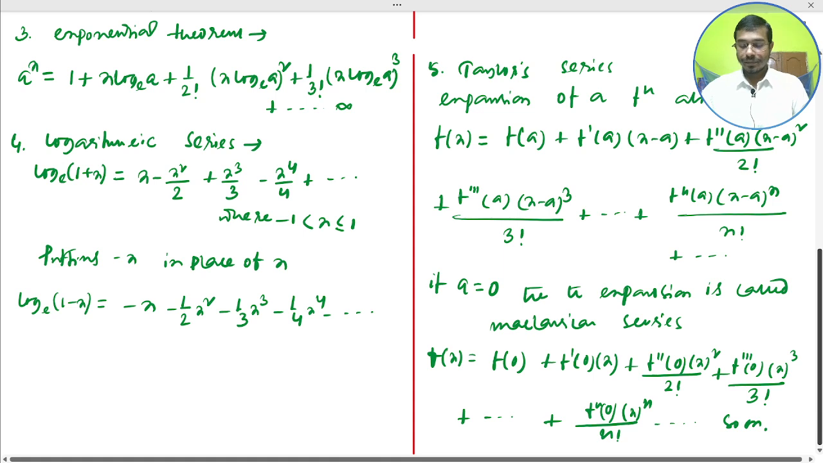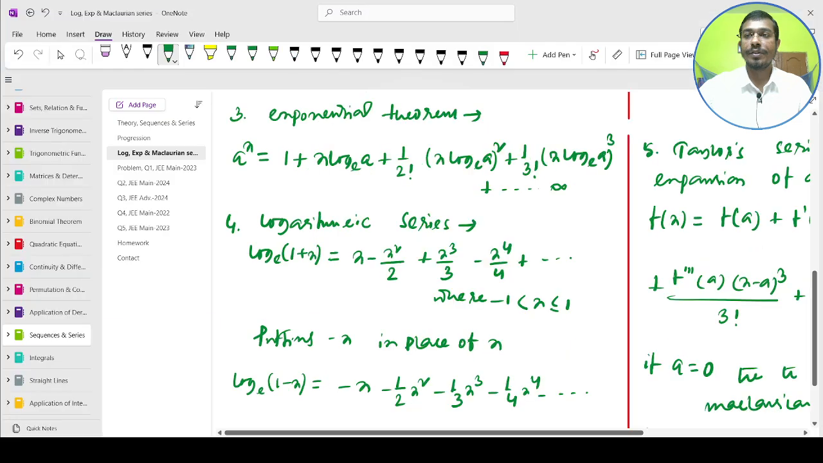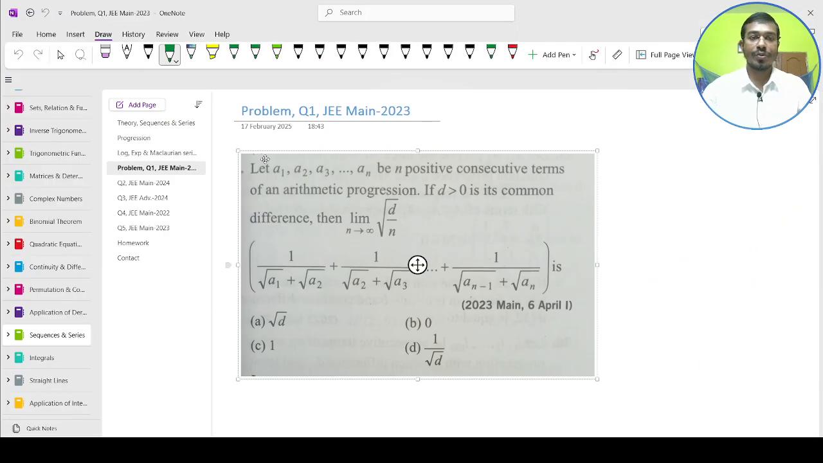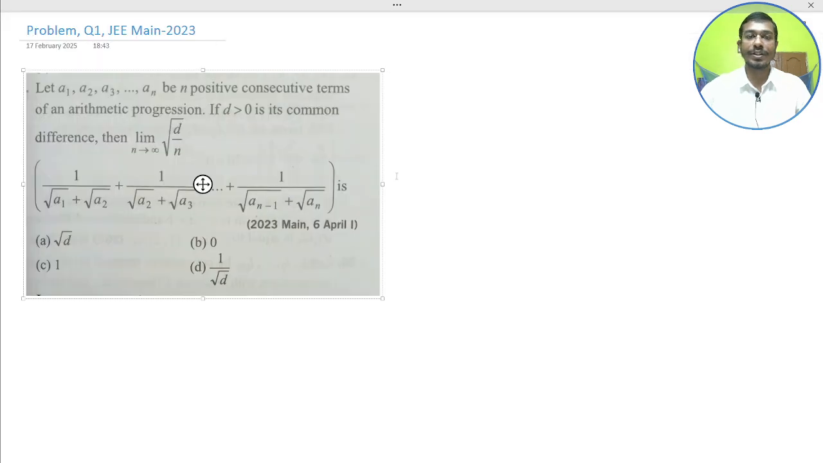So we now cover here the chapter summary in a nutshell of the series and the sequences. Next we go through the problem discussion session. First problem is very important, coming from JEE Main 2023, a recent type of question.